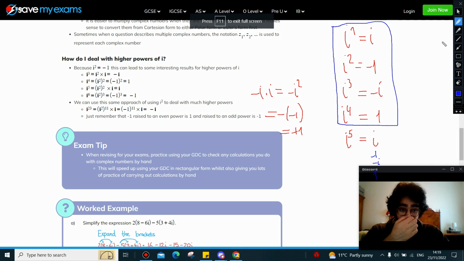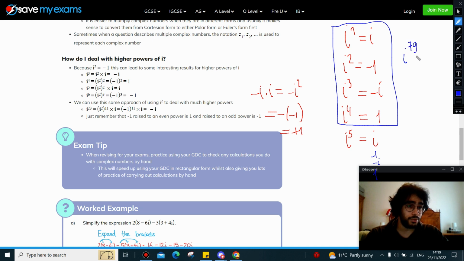Yes. So there's a pattern basically there. So if you want to find, for example, i to the power of 79, how would you find this? Well, first, you know that every 4th power is equal to 1, right? So i to the power 4 is 1, i to the power 8 is 1, i to the power 12 is 1, i to the power 16 is 1. So what's the largest number divisible by 4 inside 79? Well, 72 is divisible by 4, 76 is divisible by 4, and there's nothing more than that.